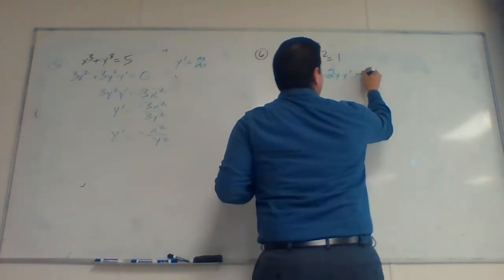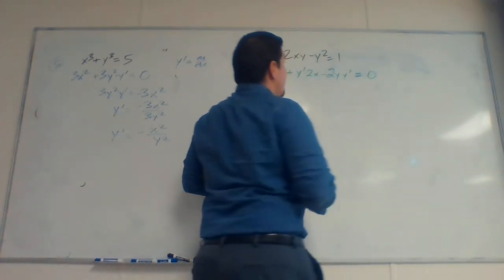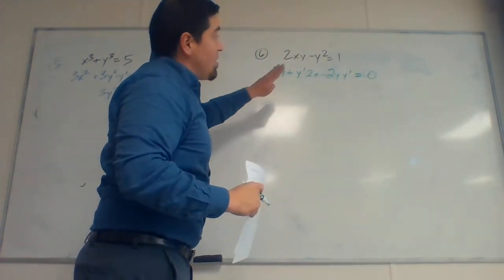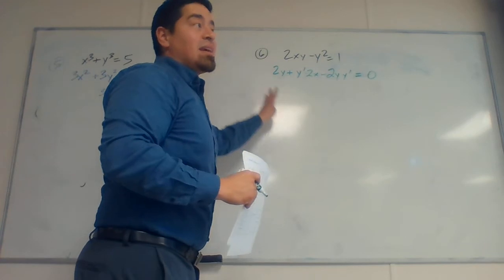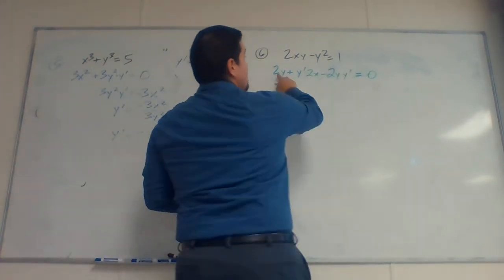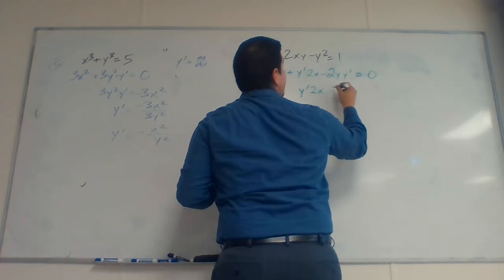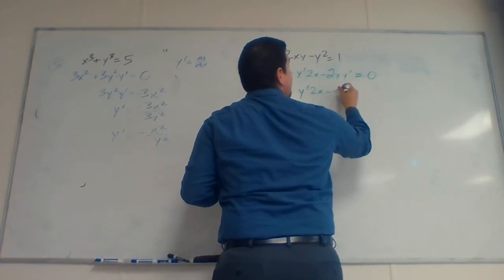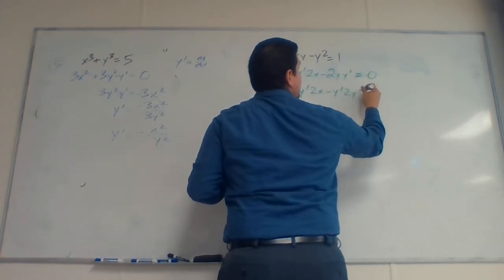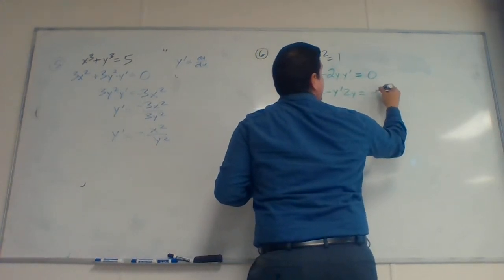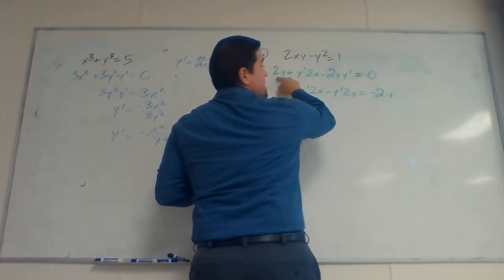What's the derivative of 1? 0. What do I want to do? Leave all the y primes on one side, and take everything else to the other side. So subtract 2y from both sides. I'll move the y prime to the front; it doesn't make too much of a difference. And this will be minus 2y over here, because I'm going to take that over.